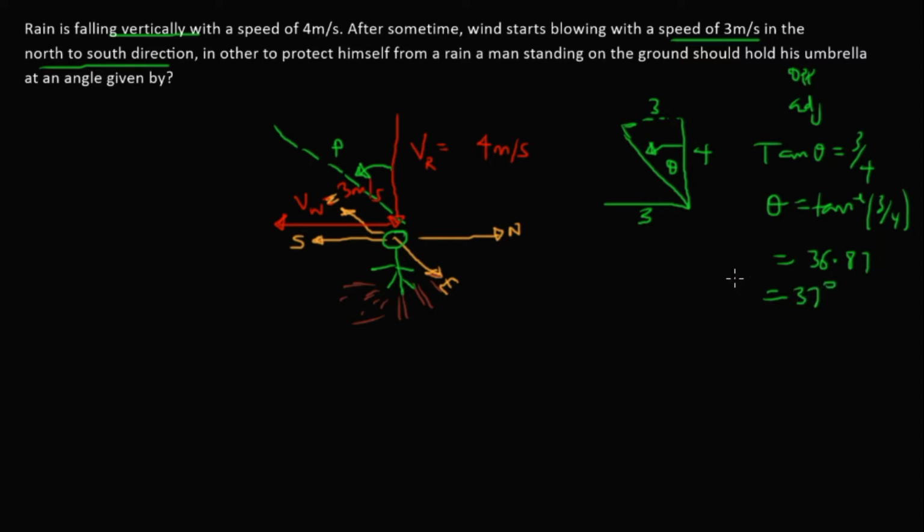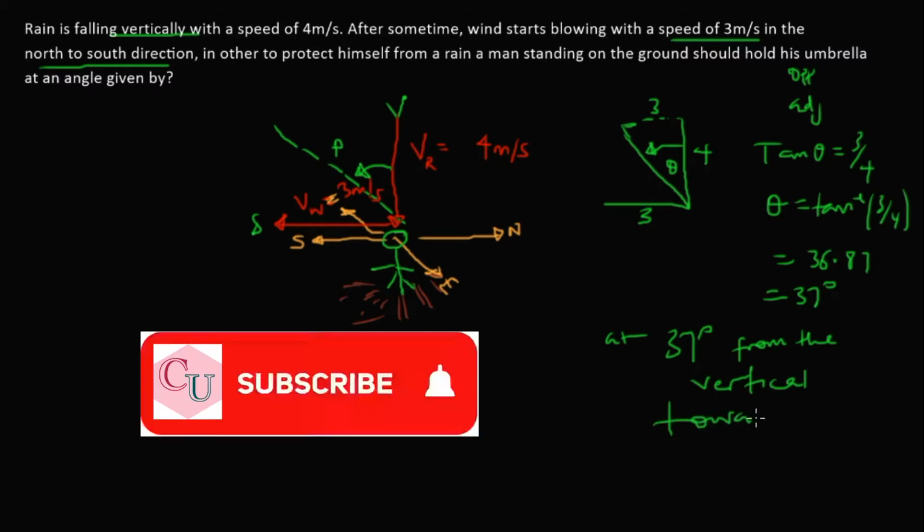Now, what is the implication? It means that to protect himself, the man will hold the umbrella at 37 degrees away from the vertical towards the south. This is the south and this is the vertical, not the north. This is the south, don't forget. This is the north, so not from the north but from the vertical towards the south.